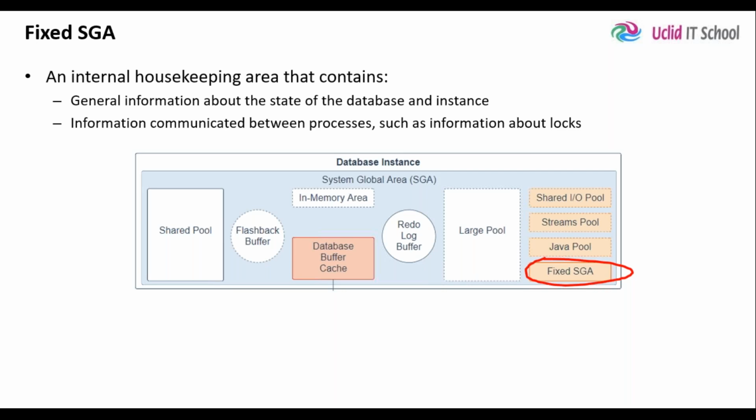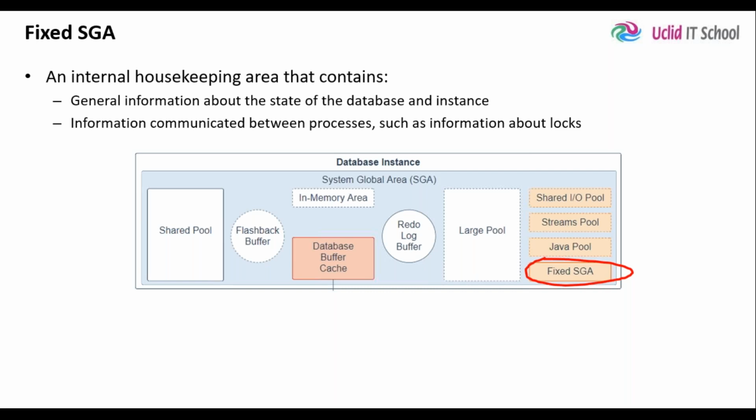Java pool, as the name indicates, is used by Java. When you execute Java code against the database, the Java code will be parsed and stored inside the Java pool. Streams pool is used by another feature called streams, which is deprecated in 18c. Streams is an Oracle database option used to replicate data between two different databases. So when you configure streams to replicate the data, the streams pool will be used.